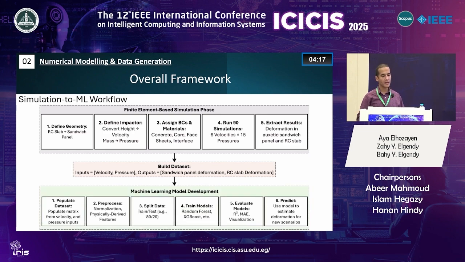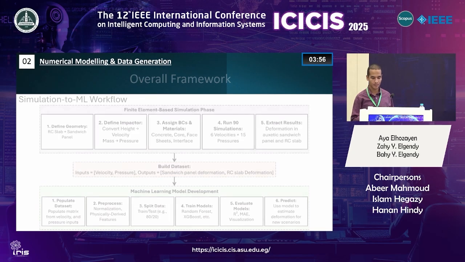Going through the machine learning models, we were able to extract and populate the data set we obtained from the FEA simulations, pre-process it, and retrieve the features. Then we split the data set into training and testing data sets, with a typical ratio of 80:20, and trained our models and did the evaluation in order to compare between them.